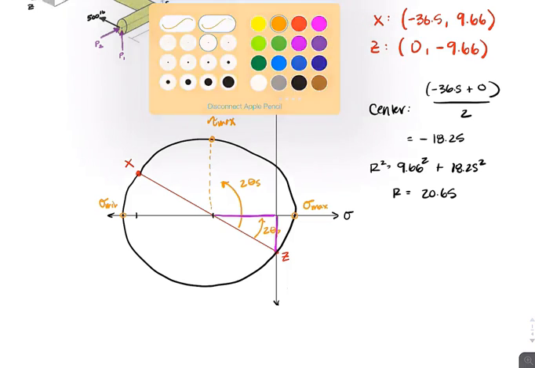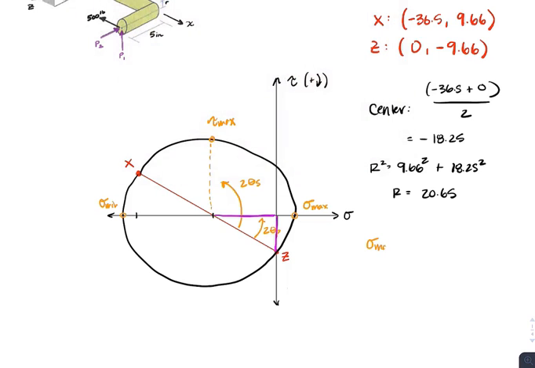We can just solve that based off of these 2 guys. So I'll just change colors real quick. Our sigma max is just defined as the center plus the radius. So that's just going to be equal to negative 18.25 plus 20.65, which gets us 2.4. And then our sigma min is the center minus the radius. So that's going to get us negative 18.25 minus 20.65, which comes out to negative 38.9. So we got those 2 values.